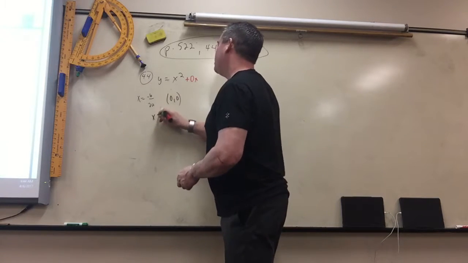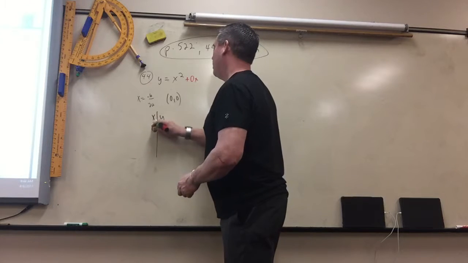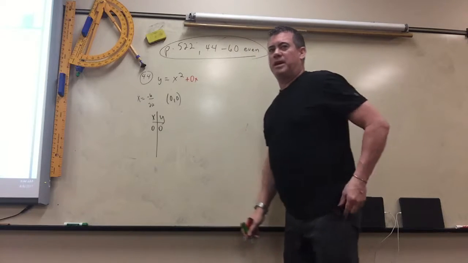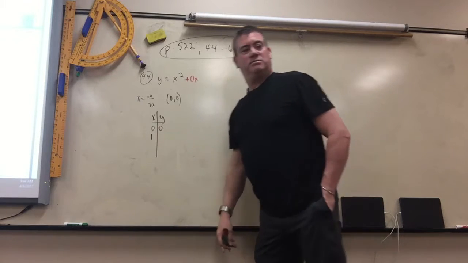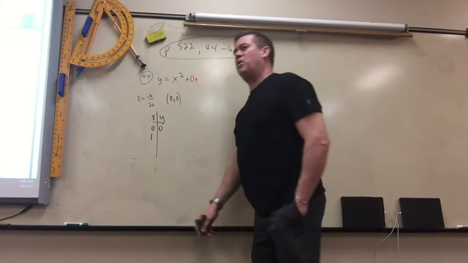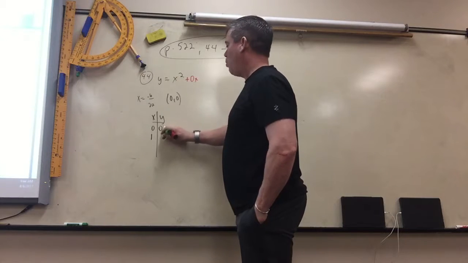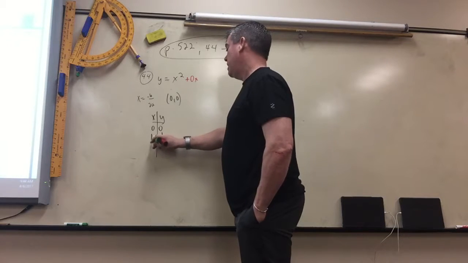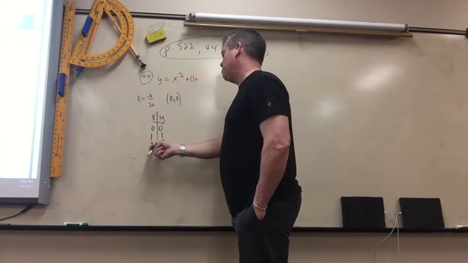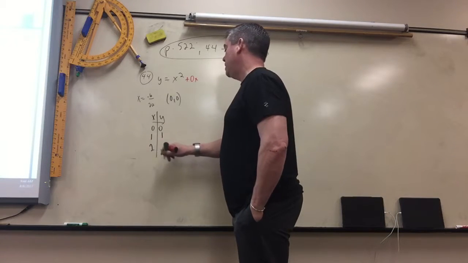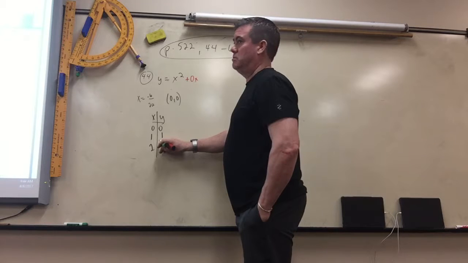So what we got to do now is, that's the vertex, but we do got to find a couple more points. Do we got to make a table like that? Yeah. Okay. So if we plug 1 in, y is 1. If we plug negative 1 in, well, we don't need to do that. Remember, we can just mirror. If we put 2 in, it's 2. No.